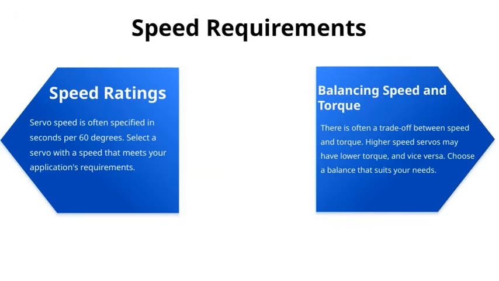Now, an important point to keep in mind is balancing speed and torque. There's often a trade-off here. Generally, as the speed of a servo increases, its torque tends to decrease, and vice versa. So when you're selecting a servo, think about what's more critical for your project. Do you need quick, rapid movements, or do you need high force to hold or move heavier loads? Finding that sweet spot between speed and torque ensures your system performs optimally without sacrificing reliability.